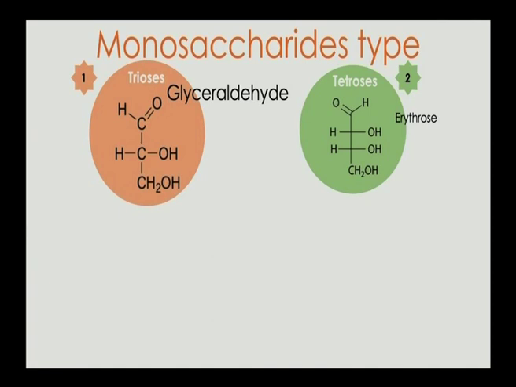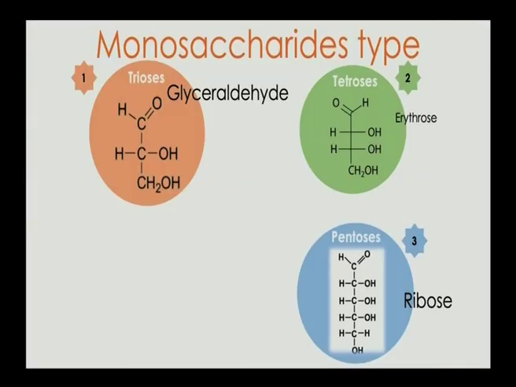Tetroses is the second type of monosaccharides. It is composed of 4 carbon atoms in the entire hydrocarbon chain. You may count the number of carbon atoms there as well. You see 4 carbon atoms making up the tetroses. An example is erythrose. Pentoses are the next type of monosaccharide, because if you look at the number of carbon atoms there, it's going to be 5. We are also going to touch on ribose in the later slides.